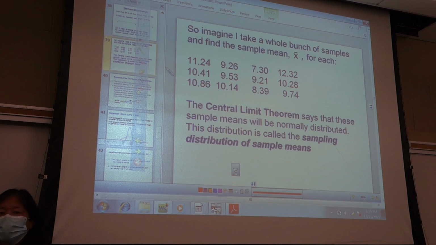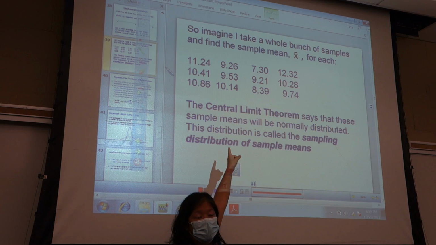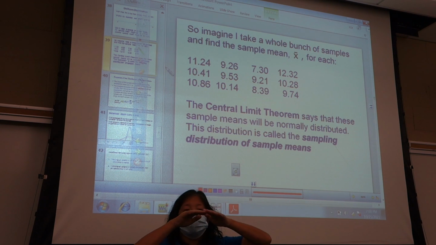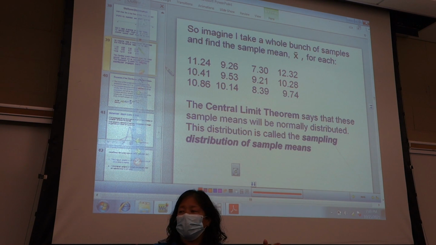Central limit theorem says that these means, these averages, will be centered around 10. We expect them to be about 10, right? So they will be normally distributed. It means they're centered around 10. Most of them are around 10, and as you get further and further away from 10, fewer and fewer. So most of your averages are going to be right around 10, and as you get further away from 10, there'll be fewer and fewer averages in those ranges. So that's what central limit theorem says.